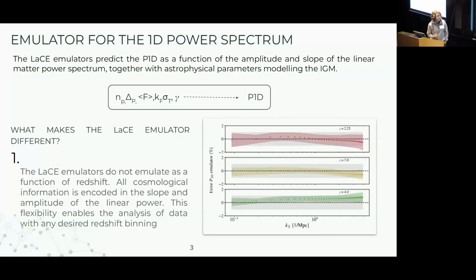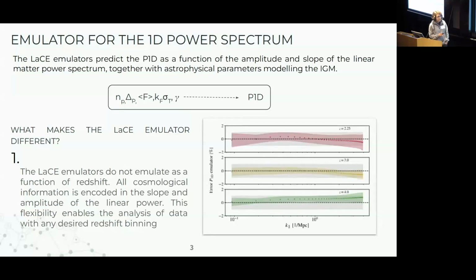First of all, since we are emulating as a function of amplitude and slope of the linear matter power spectrum, we are not explicitly including any redshift information. And therefore, we can emulate the P1D at any redshift, even if it's not represented in the training sample. This is very important because this enables later the analysis of data with any redshift binning.